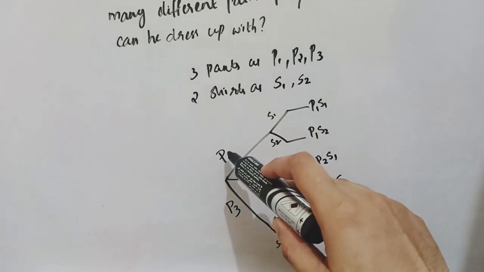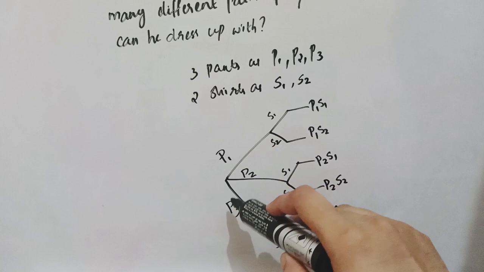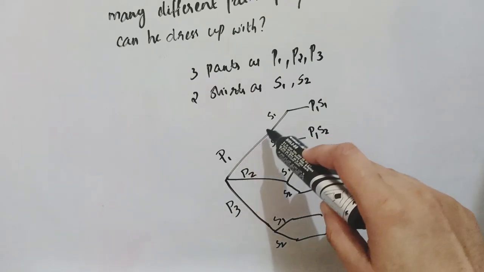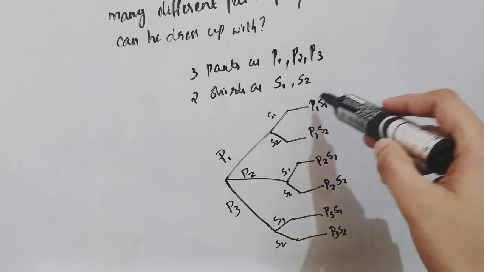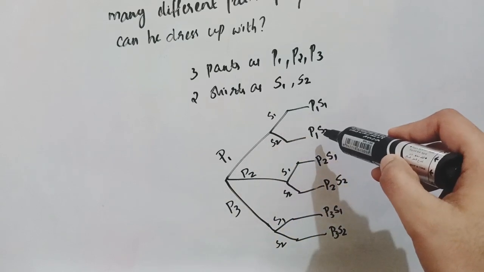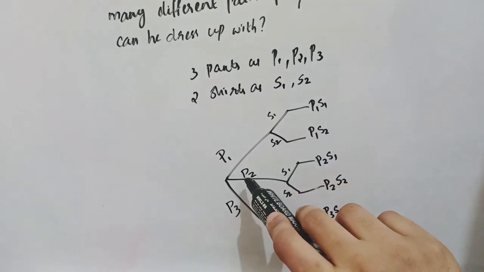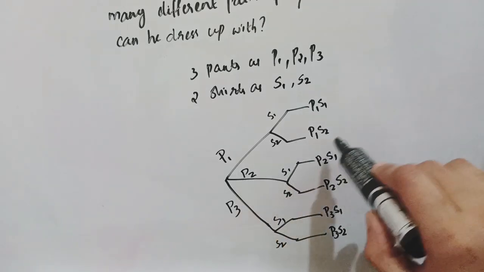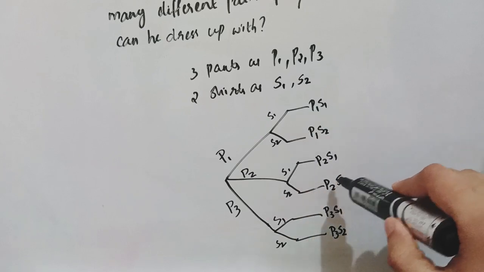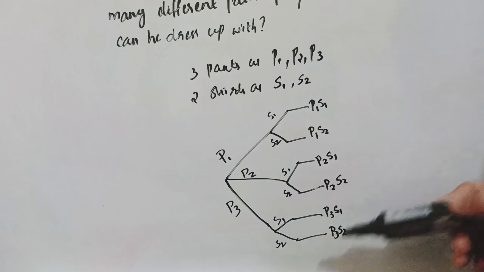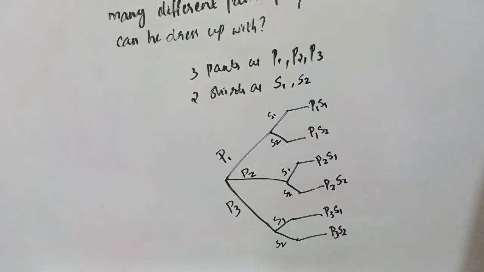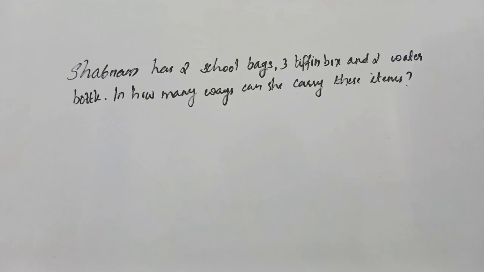We can take 3 pants P1, P2, P3, and each pant can be paired with 2 shirts, S1 and S2. Therefore P1 S1, P1 S2. Similarly, the second pant can be paired with 2 shirts, P2 S1, P2 S2, and the third pant can be paired with 2 shirts, P3 S1 and P3 S2. That is, there are 6 possibilities for pairing the dress. Let us consider another problem of the same type.